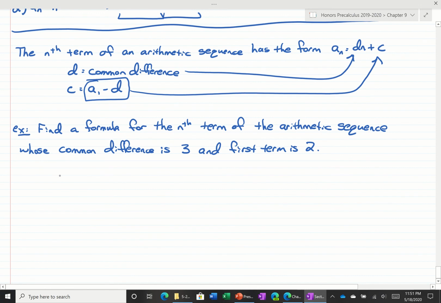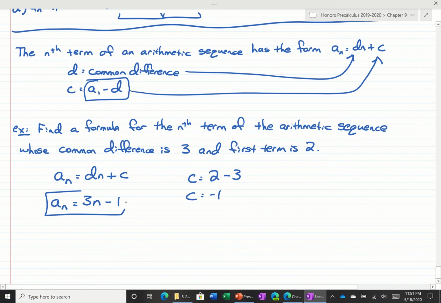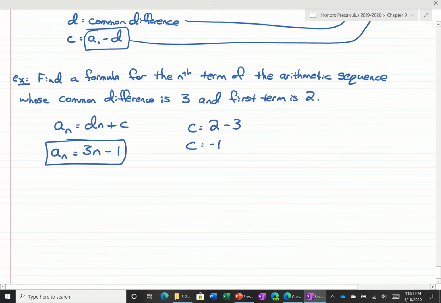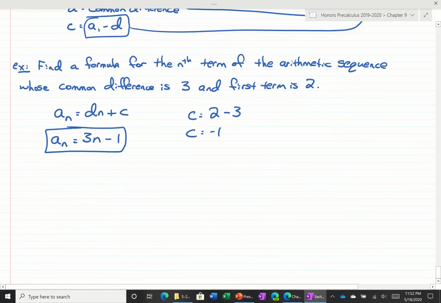So let's see here, the common difference. So our formula is a sub n is equal to dn plus c, and the common difference is 3. Now to figure out what c is, we're going to take our first term and subtract the common difference. All right, so we want the nth term, and there we go, right there.